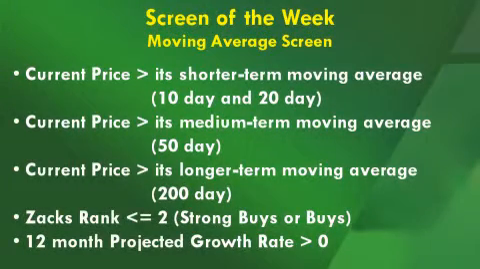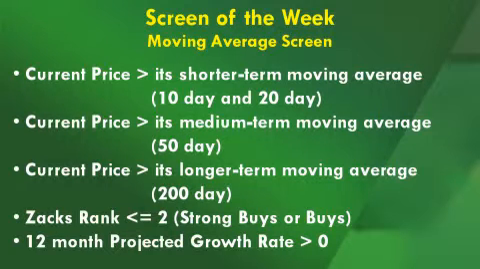All right. Well, we promised everybody a screen, so what are the parameters for this one? Well, the screen I'm running this week is pretty straightforward. I'm looking for companies that are trading above their shorter-term moving average, which is the 10 and 20-day. They have to be trading above their medium-term moving average, which is the 50-day. And I also want the stocks to be trading above their longer-term moving average, which would be the 200-day moving average.